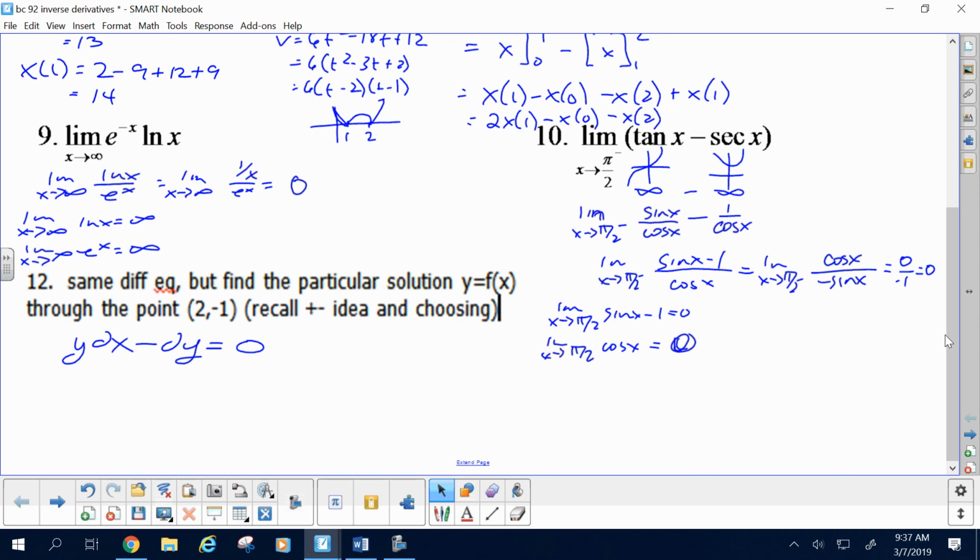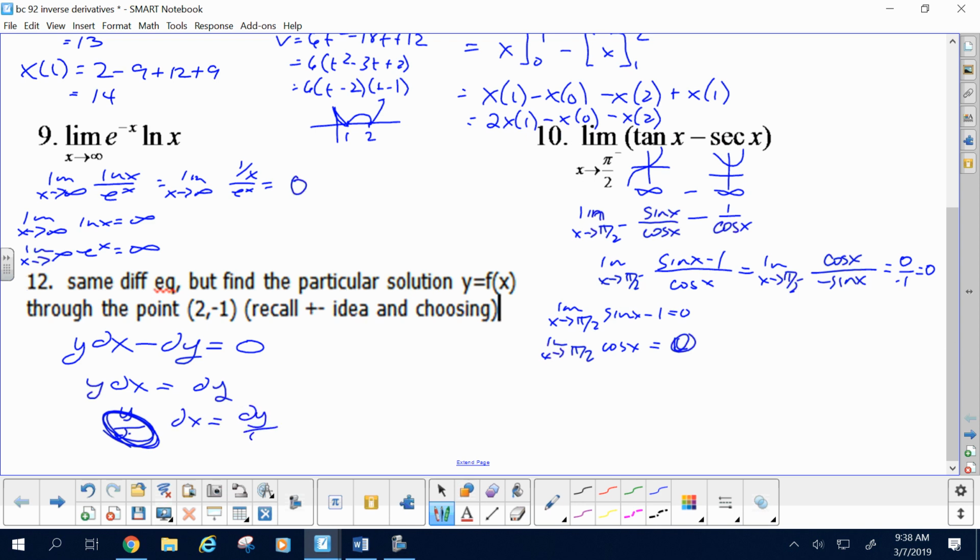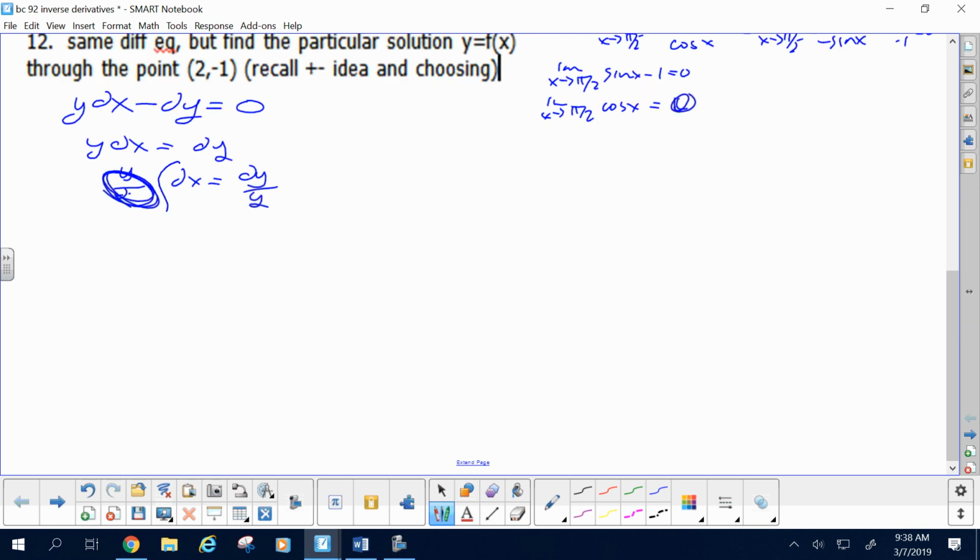Are you ready? Carrie, you ready? All right. Here we go. To separate these, you probably want stuff on splitting sides. You can do a little crossy cross. So you get y over... nope, that's terrible. You never put differentials in the denominator. That's bad. So dx is dy over y. Integrate. What's the antiderivative of dx?